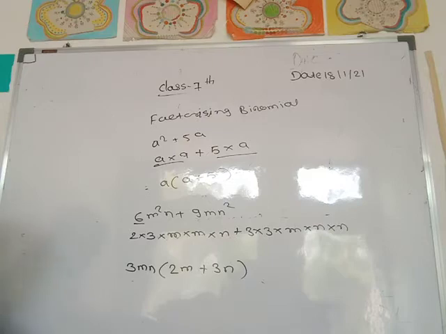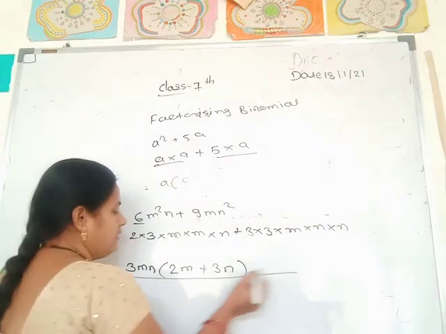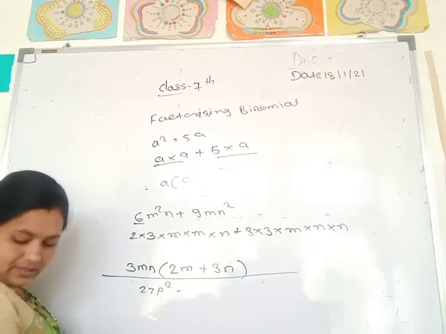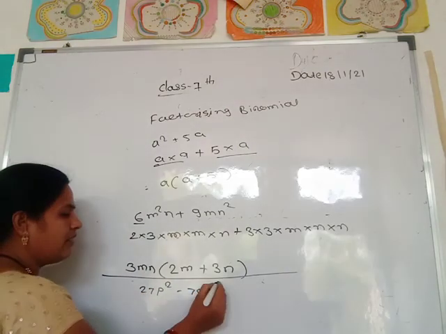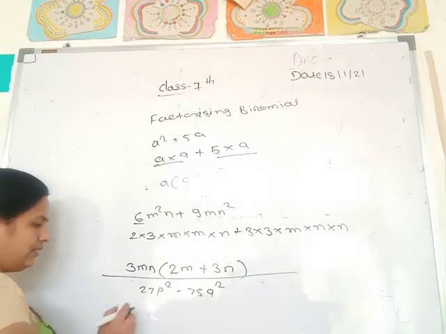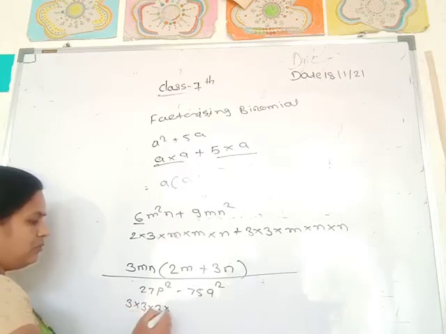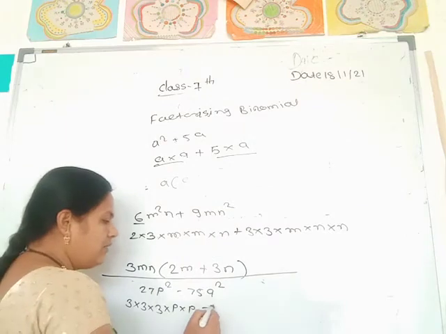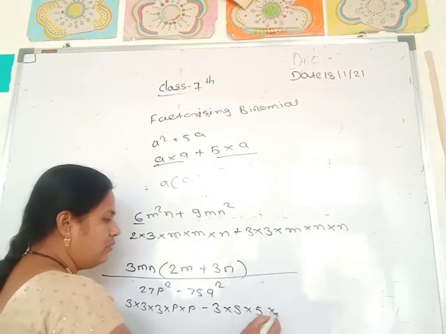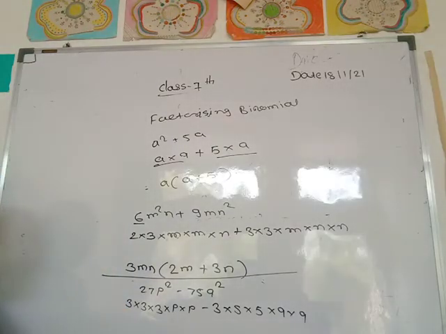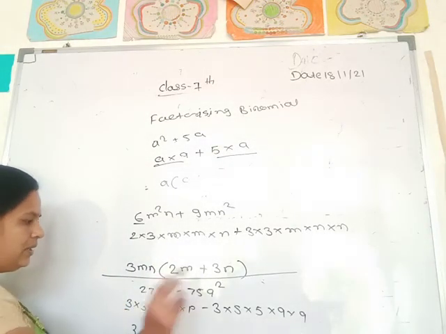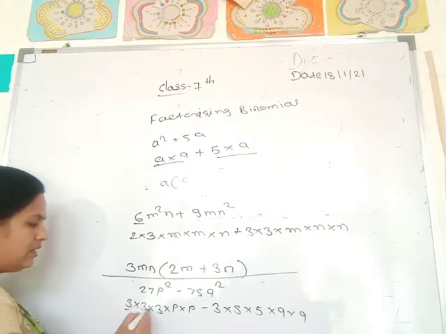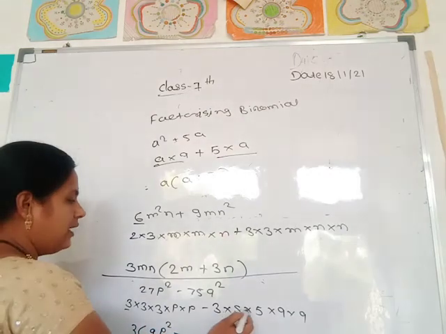Again one example you see here, 27p square minus 75q square. 27 means 3 nines are 27, 3 into 3 into 3 into p square. Minus 75: 15 fives are 75, 15 means 3 fives, so 3 into 5 into 5 into q into q. Then common here is 3. Then in bracket remain 9p square minus 25q square.